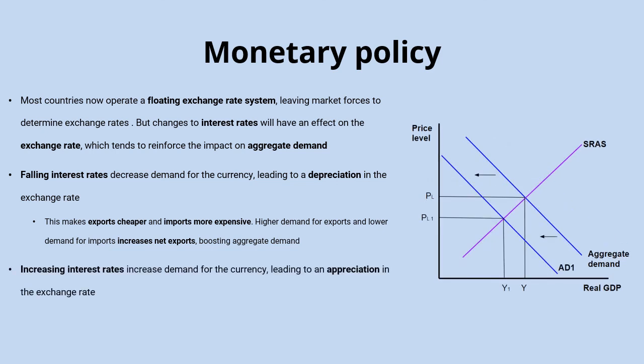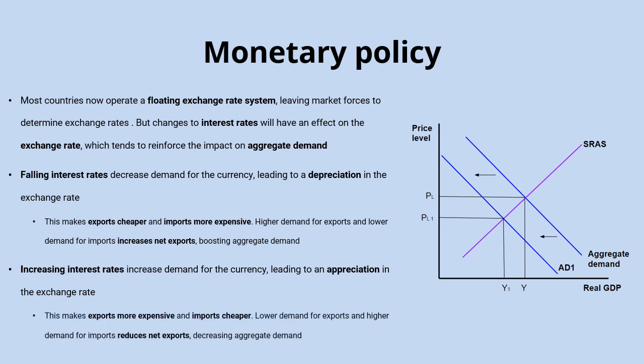Now that whole thing is going to again work in reverse with increasing interest rates. This time, demand for the pound would increase, having an appreciation in the exchange rate, so price of exports would rise, price of imports would fall. Fewer people buying UK exports and more demand for imports means this time a reduction in net exports. And again, as a component of aggregate demand, this time the curve's going to shift to the left, supporting that contractionary monetary policy in controlling inflation.